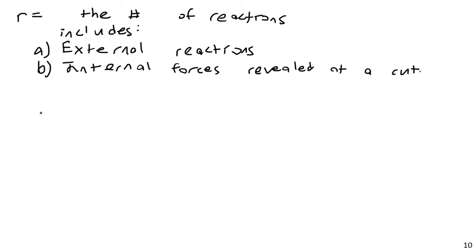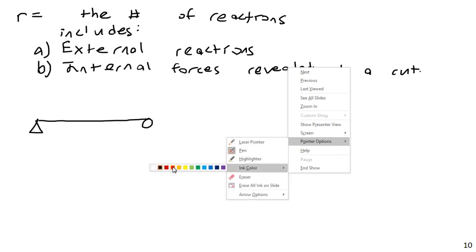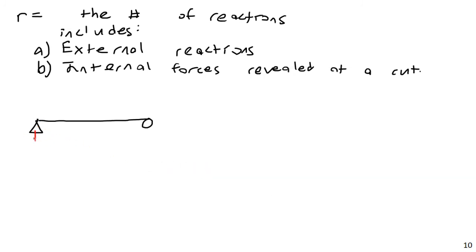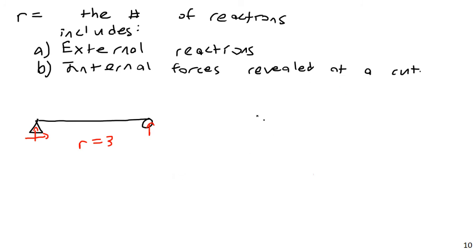So for example, let's say I have a simply supported beam. Now, as this is drawn, as I'm analyzing it as one big object, I would have a reaction here in the vertical, a reaction here in the horizontal, and a reaction here. And r would just be equal to 3. However, what happens if I cut this thing somewhere in the middle of the beam? If I do that, now I'll have 2 objects, and I would have internal forces. So let me show all of the forces here.